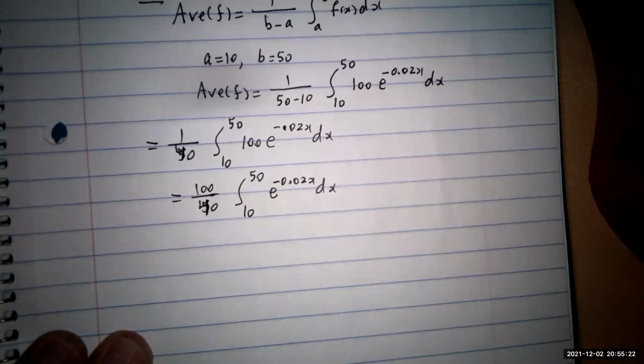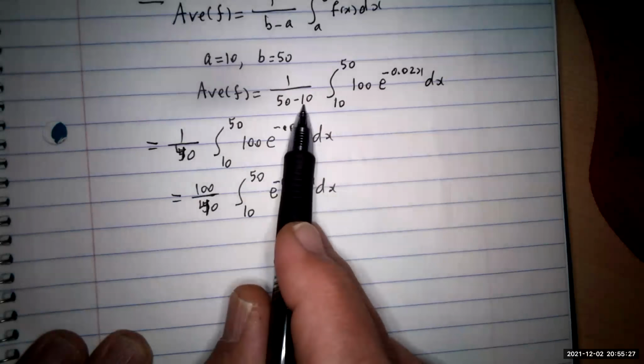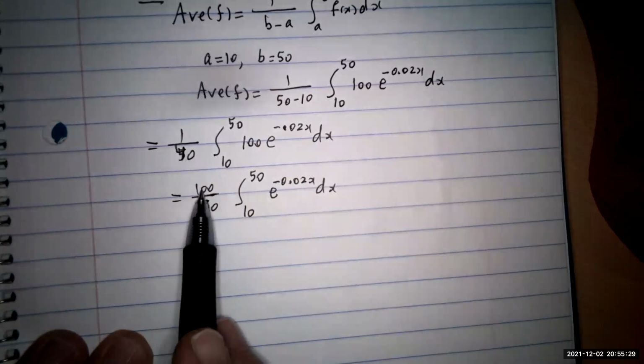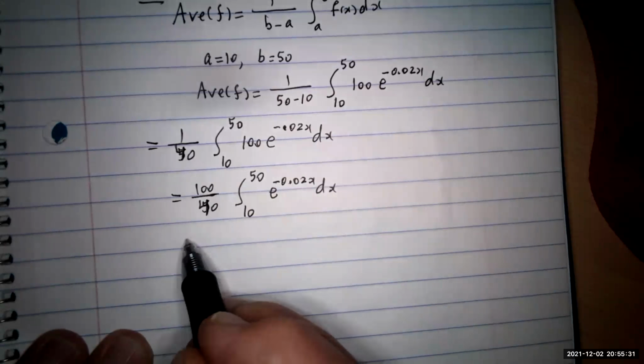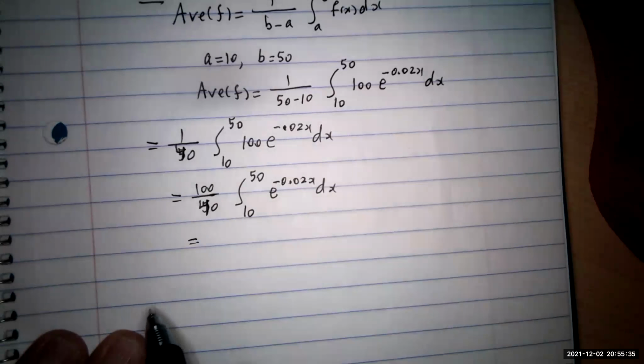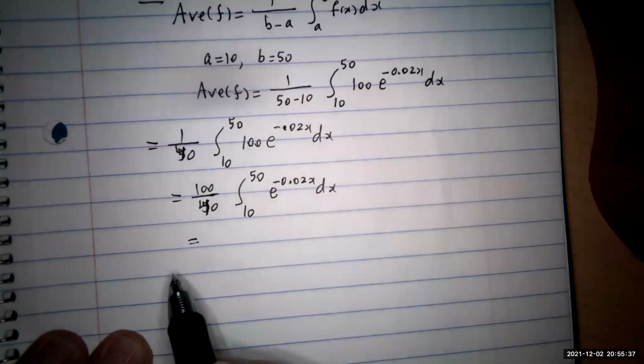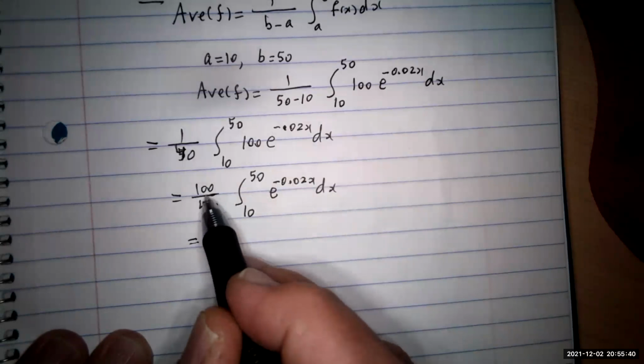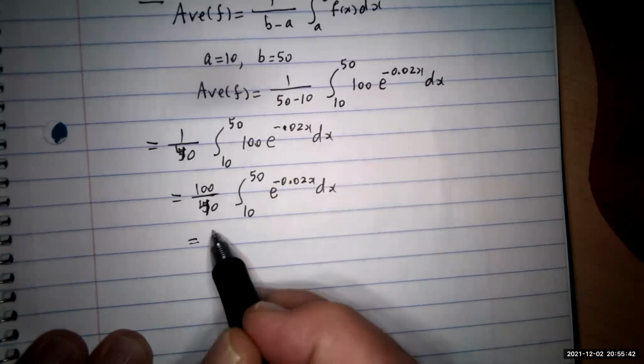50 was a nice number. That's why I like it. Okay, so this 100, that's 40. 50 minus 10, 40. So we can simplify it a little bit. What's going to be the result? We can simplify it by 20. That gives you 5 half. Okay, it's going to be 5 half.